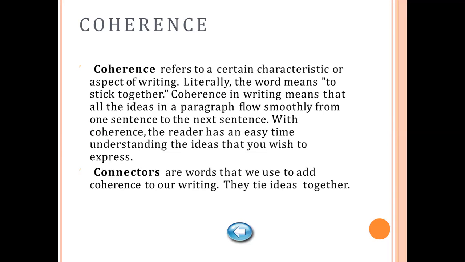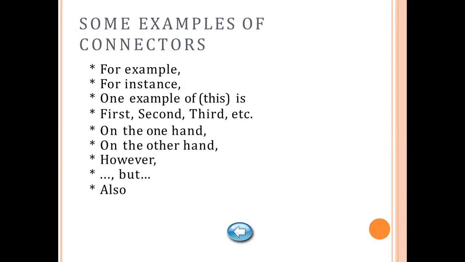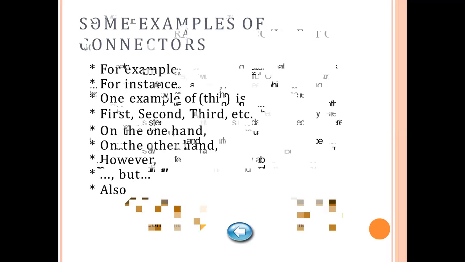And here we have connectors, or words that we use to add coherence to writing. They tie ideas together. Some examples of connectors: first, second, third, and so on; on the other hand, on the one hand, however, but also. These are the connectors which give meaning between two sentences in discourse.